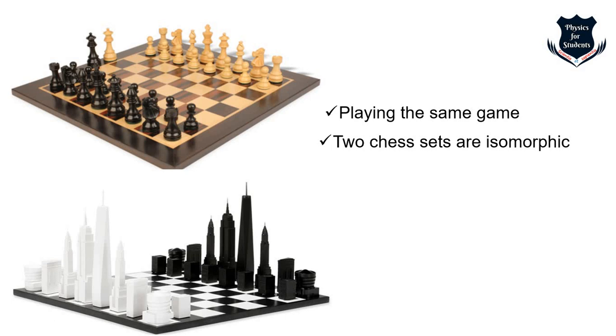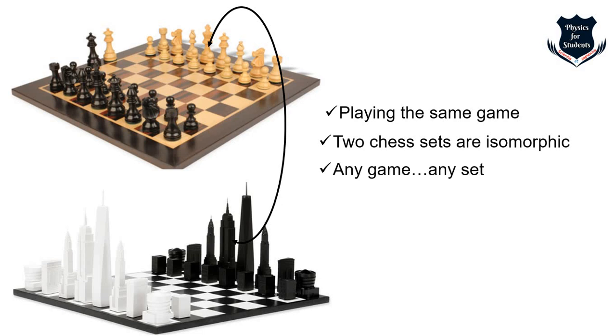Now all chess sets in this world are isomorphic, even if we purchase online chess sets due to this pandemic. So the black king in any set can be matched with the black king in any other set, which I have shown with this black curved arrow, right? They obey the same rules, like the movement of the king will always be the same. So any game can be played on any set.